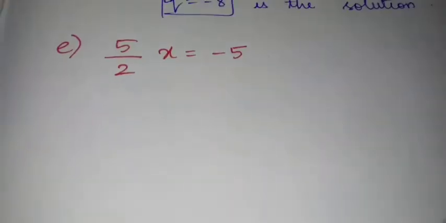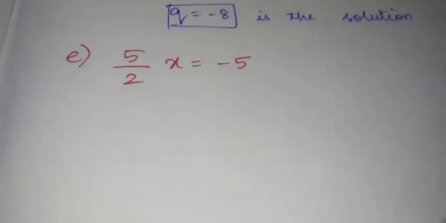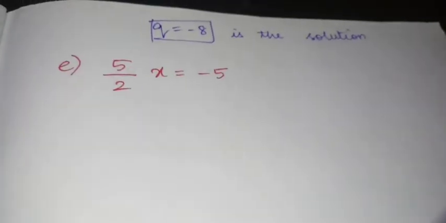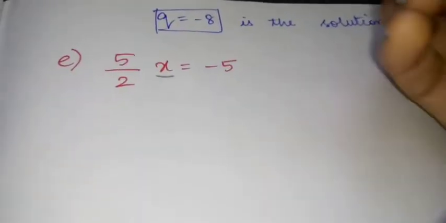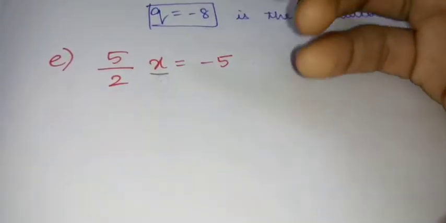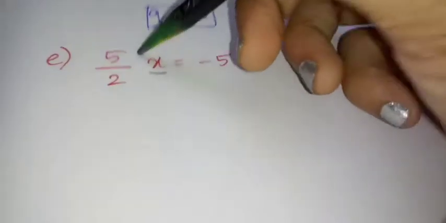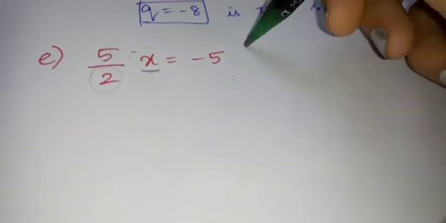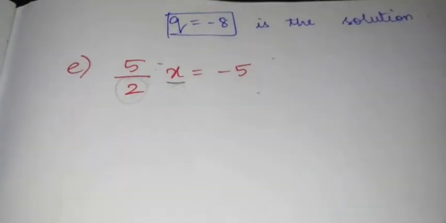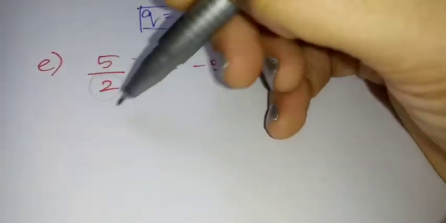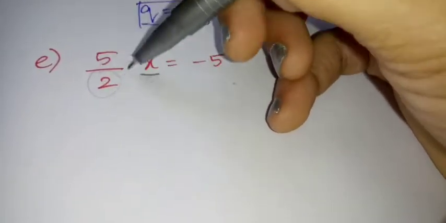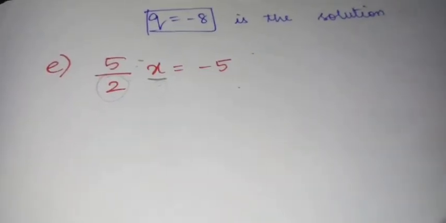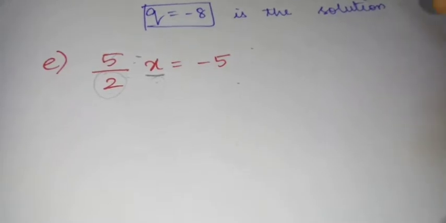Understood? This is your E problem. 5 by 2 x is equal to minus 5. See, what you have to find now is the value of x. If it is a multiplied value and it goes to the other side, it becomes division. If it is a division value and it goes to the other side, it becomes multiplication. So if a fraction is given and you are shifting this fraction to the other side, it will be reciprocal, which means it will change its numerator and denominator places.